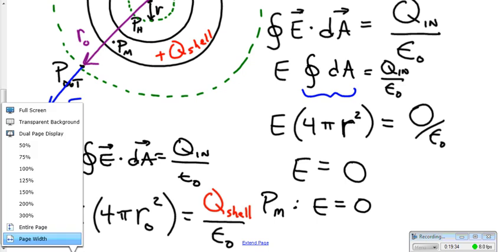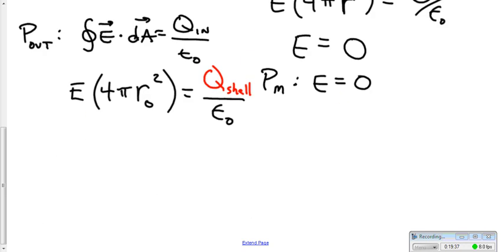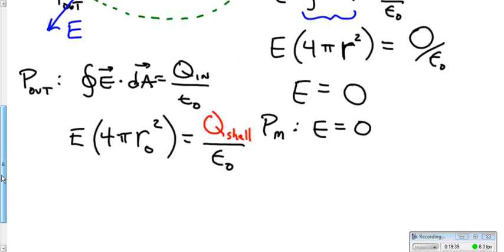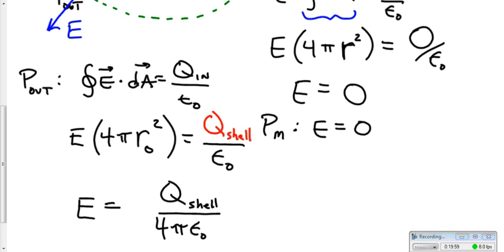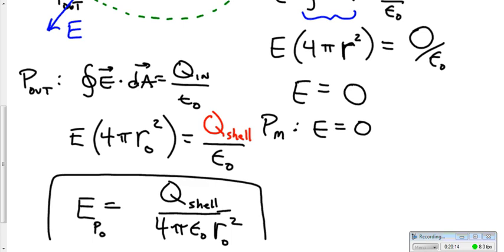And so, to finish up, all that's really left to do is a little division. Notice I don't have zeros in this case. This is the one case out of the 4 where I don't end up with 0. I'm just going to solve for E. And I'm going to get, not writing it in red this time, the charge on the shell divided by 4 pi epsilon sub naught r sub O squared. And that is the electric field at position P sub O, just to be clear here. Put a box around that.